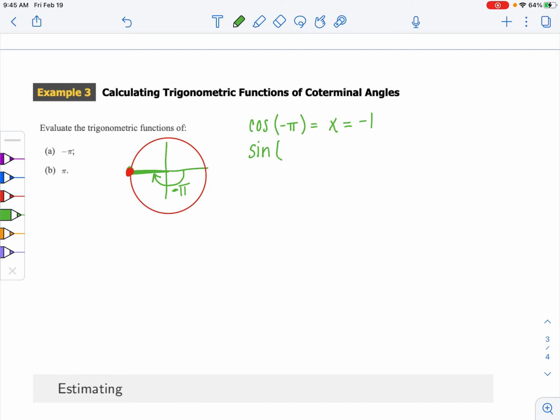The sine. Sine is really your y value. You can also think of it in terms of sine, everything on the horizontal axis will be 0. And the y is 0. It doesn't go up at all. Tangent is sine over cosine. So y over x. The y is 0 over negative 1. You get 0.